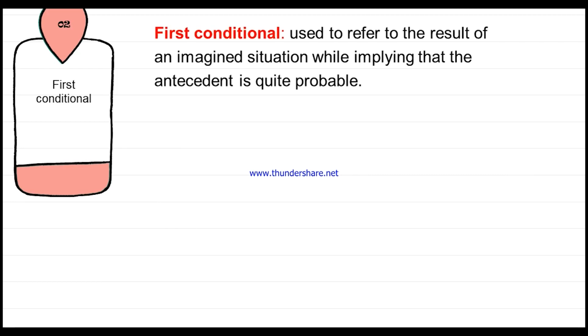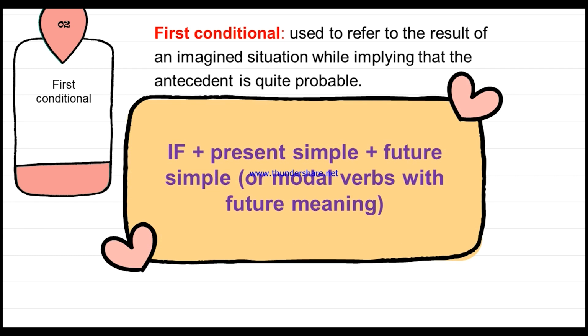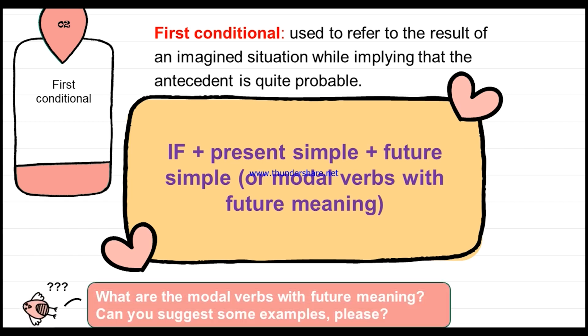Let's move on to the first conditional. The first conditional is used to refer to the result of an imagined situation, while implying that the antecedent is quite probable. The structure is if plus present simple plus future simple, or modal verbs with future meanings.